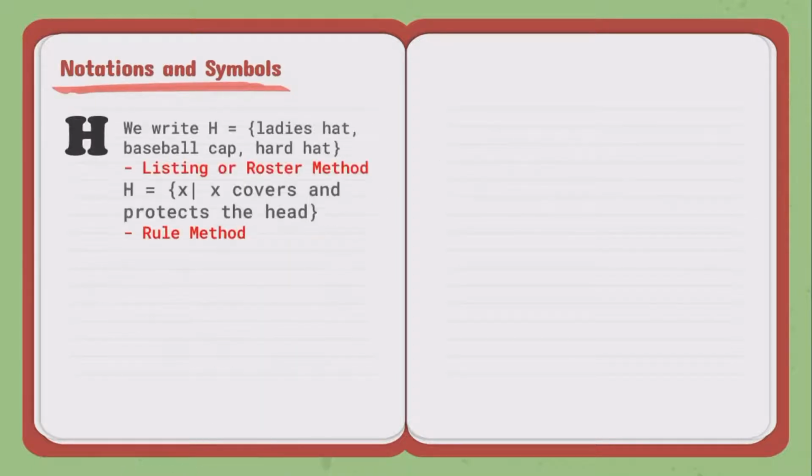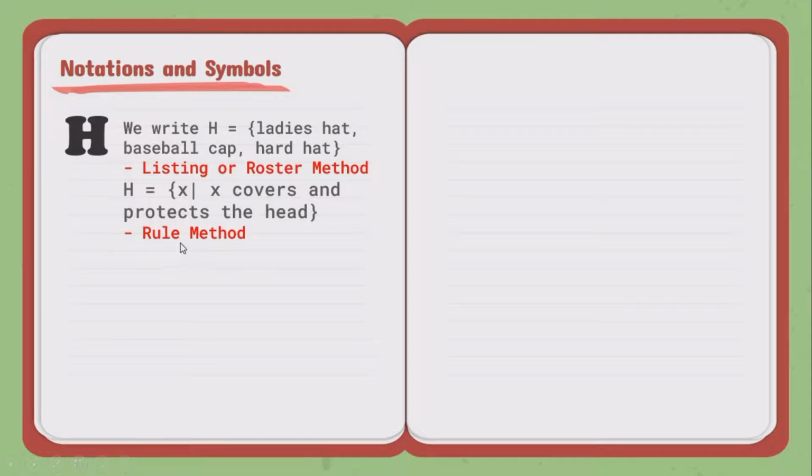Notations and symbols. We write a capital letter in writing a set or naming a set. So, for example, here we write the capital letter H to represent the set of head covers, that is, ladies' hat, baseball cap, and hard hat. And we have two methods in writing a set. The first one is the listing or roster method. In the roster method, you write all the elements, for example, ladies' hat, baseball cap, and hard hat.